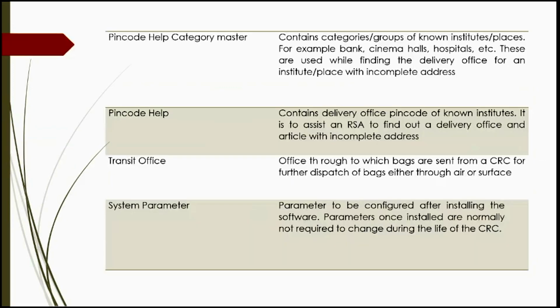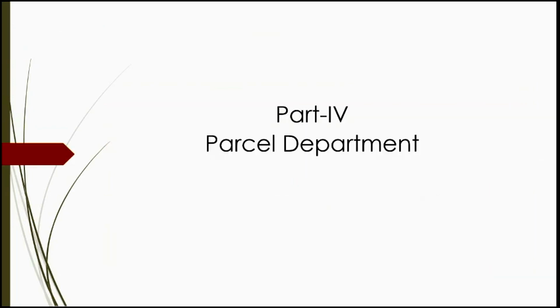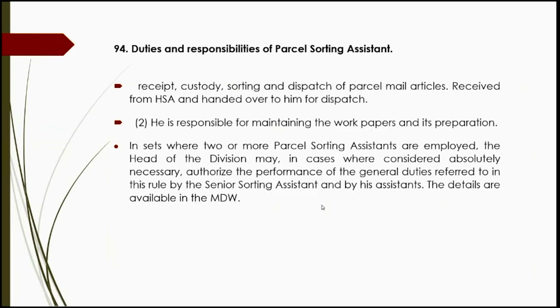So we saw the registration department. We have so far seen ordinary, which is the sorting department. Next is the registration, in which we saw AMPC. Next we saw the registration department, under which we saw CRC. Next we are going to see the parcel department. What do you mean by parcel department? Just the same as registered and sorting.